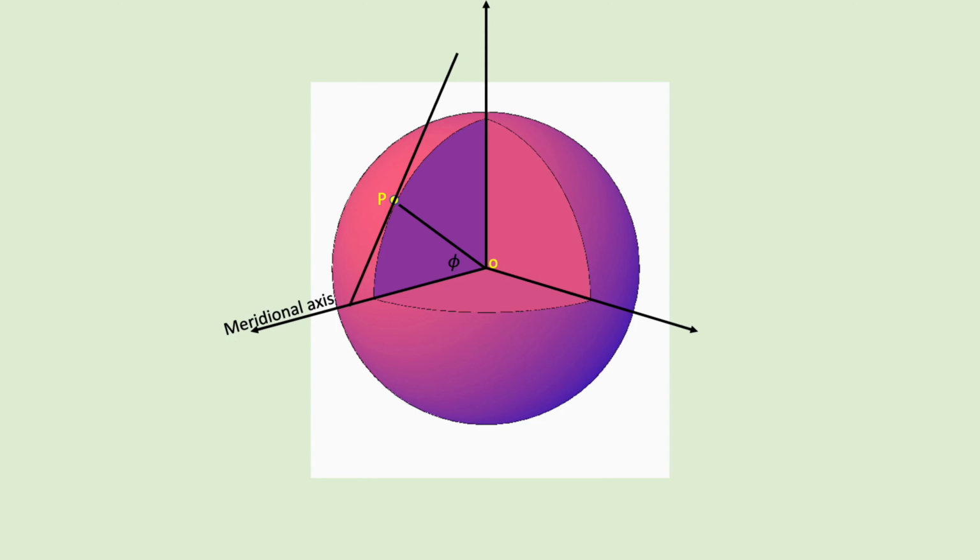Now if we draw a line passing through this point P, tangential to the meridian of the place at point P and perpendicular to OP, this angle at P is actually a 90 degree angle. This line intersects the meridional axis at point B.